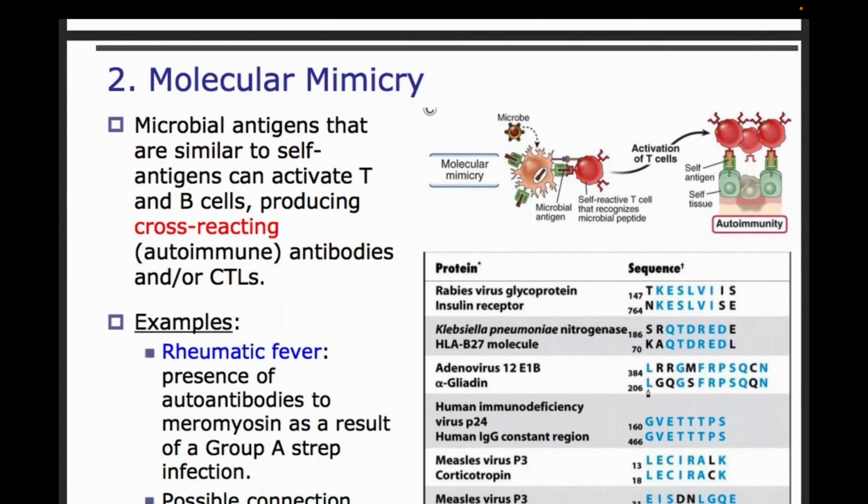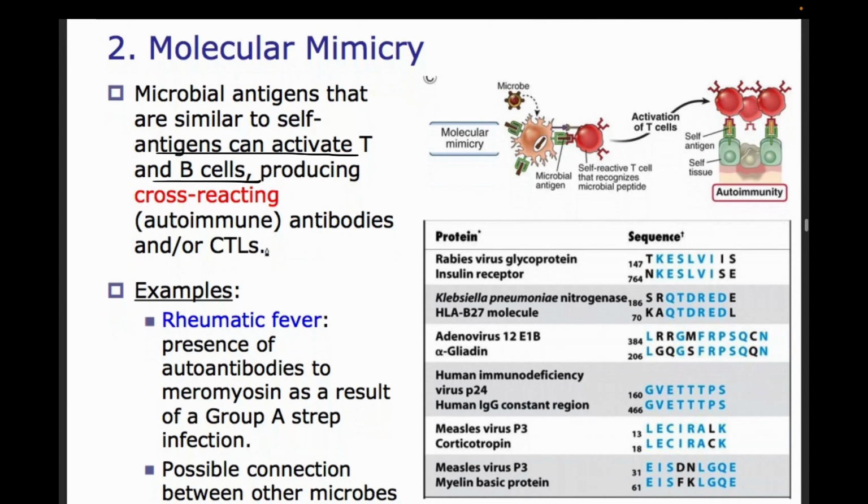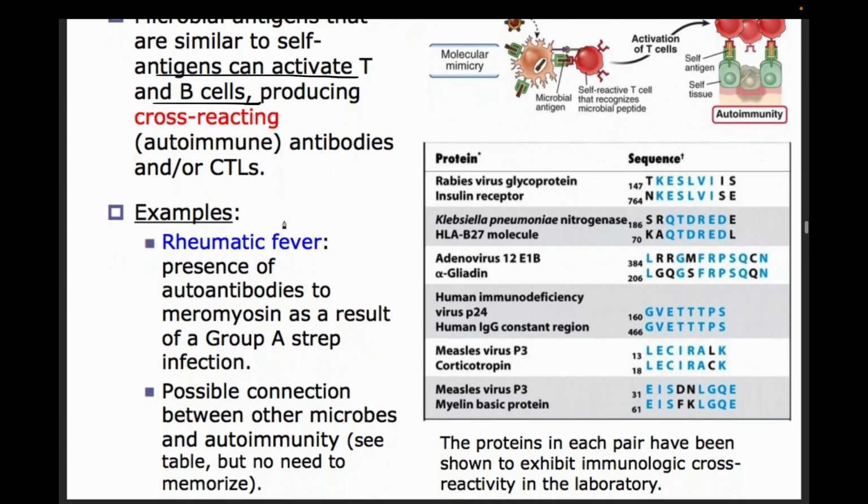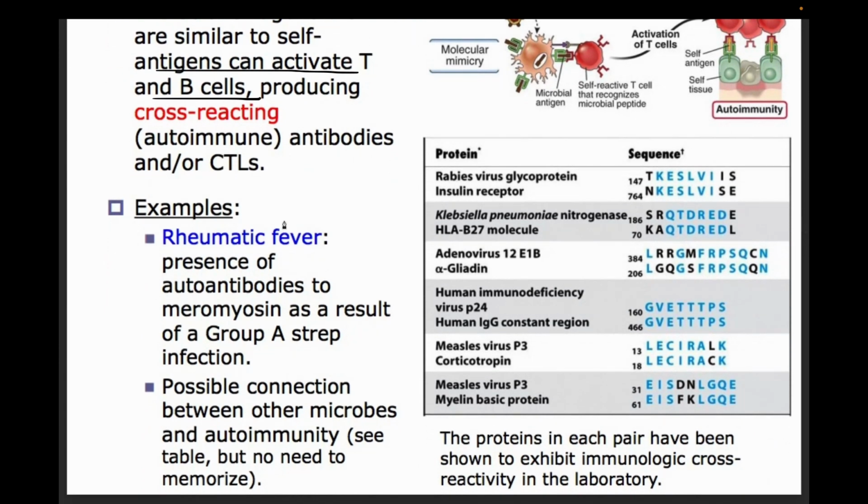Number 2, molecular mimicry. I think it's simple for you. Molecular mimicry: a self-reactive T cell is already present. Some pathogens contain antigens that have a similar sequence to the self antigens of many proteins of our body. Microbial antigens that are similar to self-antigen can activate B and T cells, producing cross-reaction and autoimmunity. Okay. One of the examples is rheumatic fever.